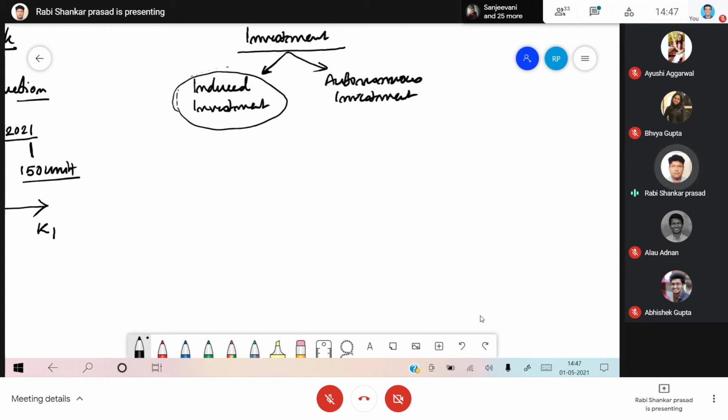Basically, investment is a function of the rate of interest. I is the rate of interest.